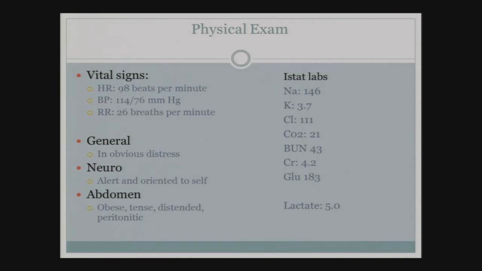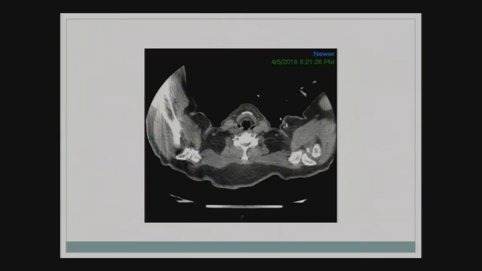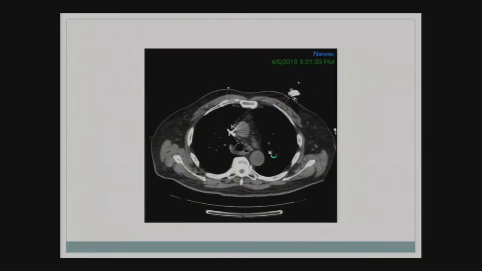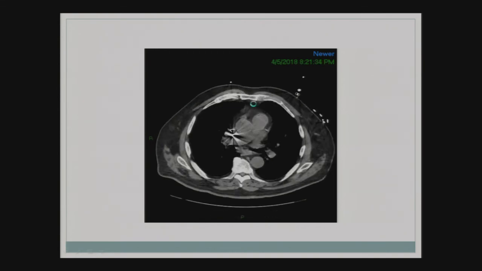iSTAT labs at that time were sodium 146, potassium of 3.7, a notable creatinine of 4.2, and a lactate of 5. So he was taken to the CT scanner. This was the scout picture here. He had a CT non-con, and I'll draw your attention to this upper portion here.